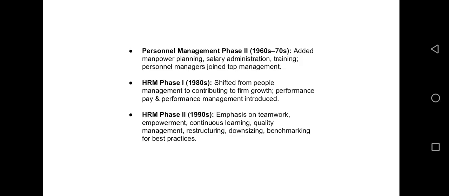HRM phase 1 as the 5th stage, 1980s, shifted from people management to contributing to firm growth, performance pay, and performance management introduced. 6th stage, HRM phase 2, 1990s, emphasis on teamwork, empowerment, continuous learning, quality management, restructuring, downsizing, benchmarking for best practices.